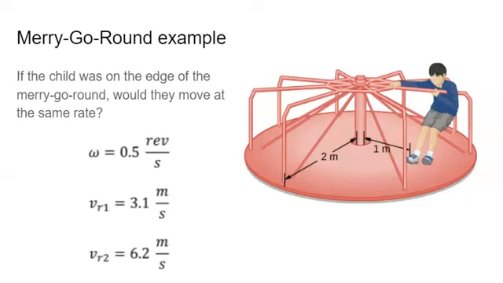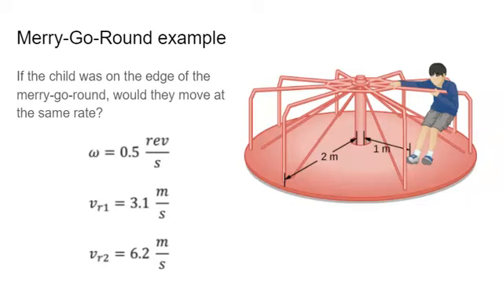All right, so here's an interesting question. If the child was on the edge of the merry-go-round, would they be moving at the same rate? And the answer, yes and no. If we're describing the child's motion in terms of the angular speed of the merry-go-round, whether they are sitting at 1 meter or 2 meters, the angular speed is going to be the same, 0.5 revolutions per second. Technically, though, it isn't the child that's rotating, it's the merry-go-round.